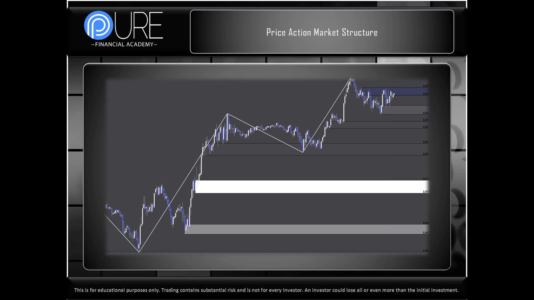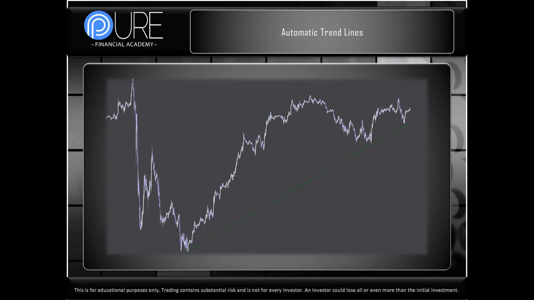There's nothing like that. This, however, fulfills requirements in order to even constitute a swing. So it really helps to simplify and clean up the chart quite a bit. We have automatic trend lines, one of the most subjective things in the world, right? Everyone wants to know how to draw a trend line. So we have done the best of our ability to do that for you. It is built into our software.